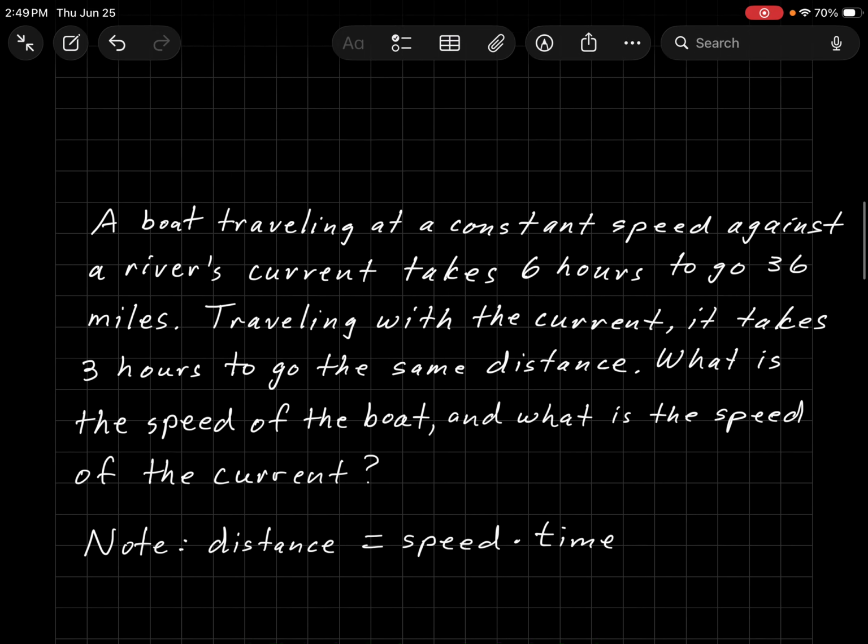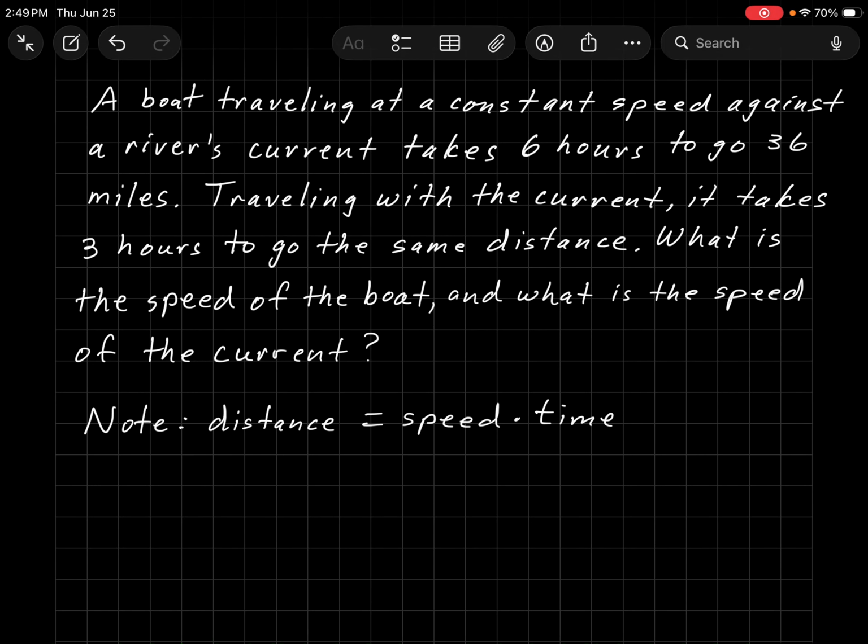Let's look at another type of problem. Consider a boat traveling at a constant speed against a river's current. It takes the boat 6 hours to go 36 miles. Traveling with the current, the boat takes 3 hours to go the same distance. So, for example, if this is upstream against the current, it takes the boat 6 hours to go that direction, but with the current pushing it, it only takes 3 hours to go back.